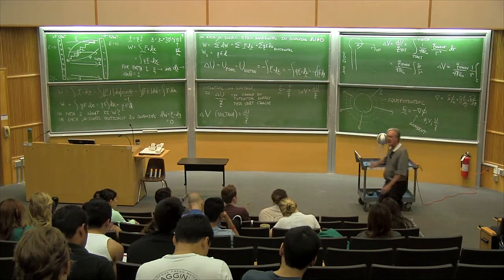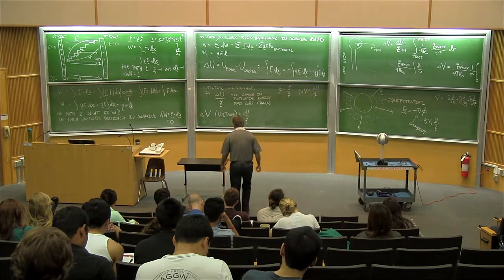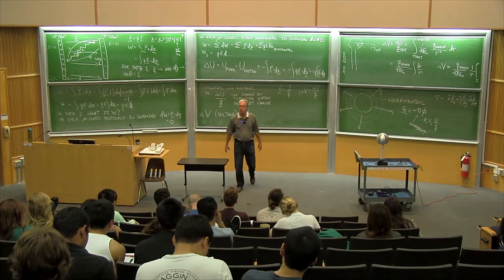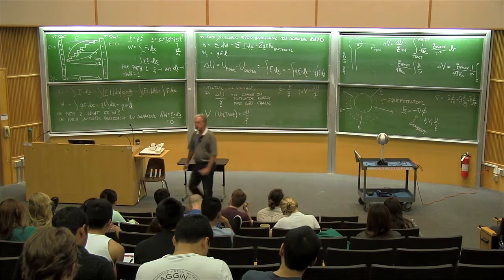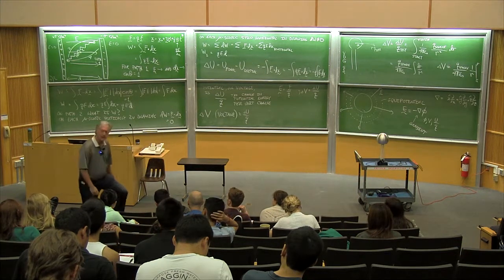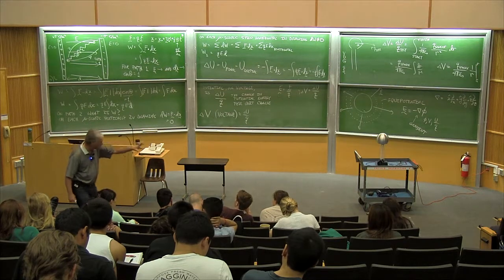The d by dx term is 0. How about the d by dy term? I go this way. Do I get a change? No. No change in potential. But if I change my z, then I do, right? So the d by dz, well, let's see.